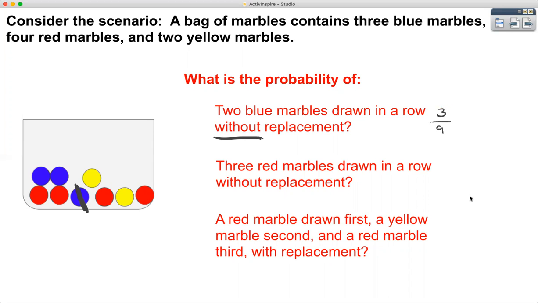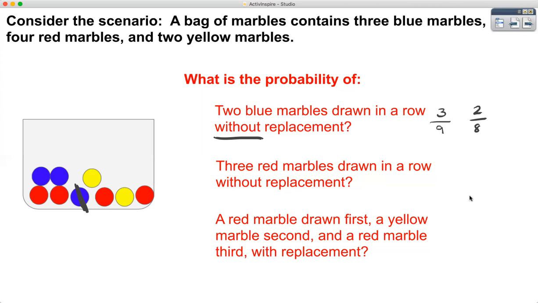We've not put it back. So now, what is the probability of getting a blue marble on the second draw? Well, how many blue marbles are left? There's only 2 blue marbles. Out of how many total marbles in the bag now? Because we took that 1 marble out, there's now only 8 marbles left. So we know that the probability of getting a blue on the second draw will be 2 out of 8.